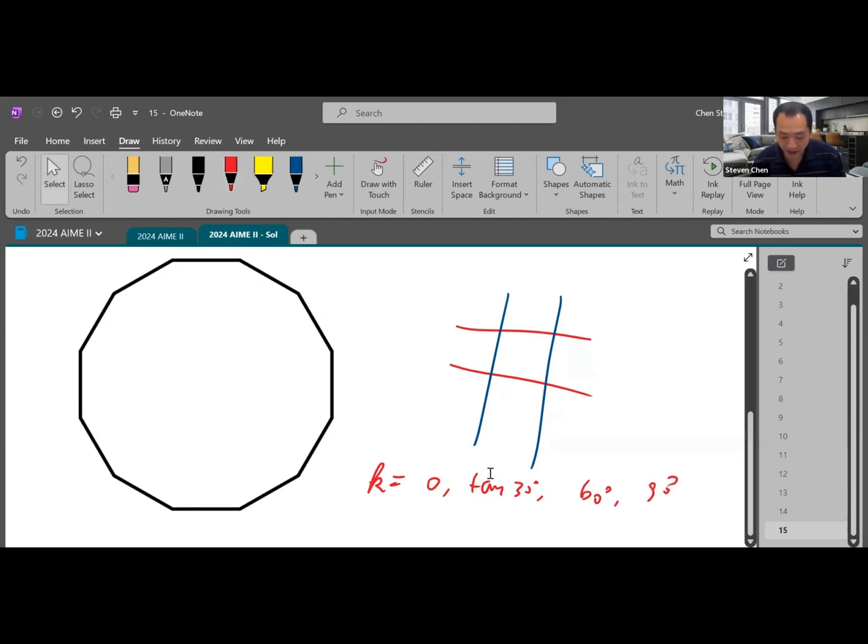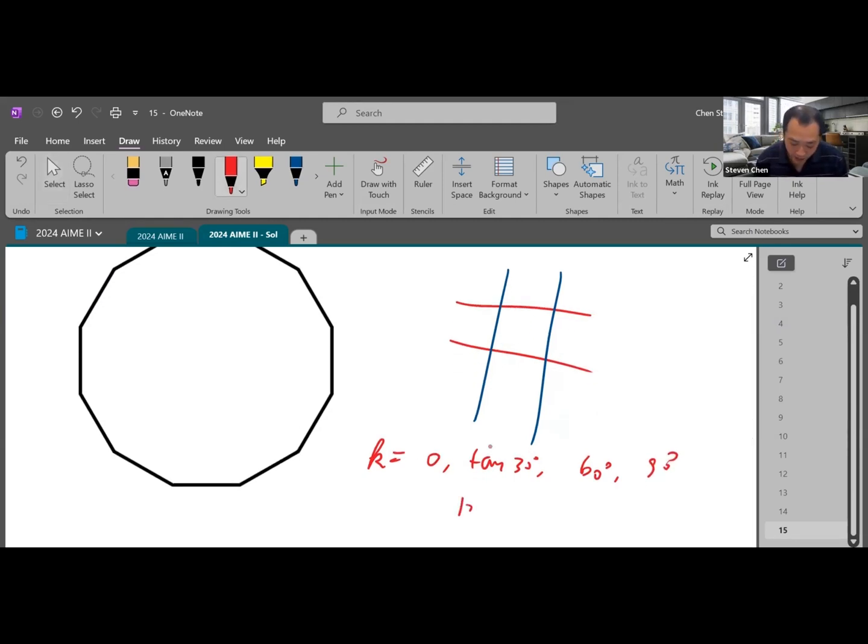So the tan of 90 is infinity, right? The next one is 120, 150. So we only have these 6 possible slopes. Okay? All right. So this is a list of slopes for a segment in the 12-gon, such that the distance between 2 endpoints is even.